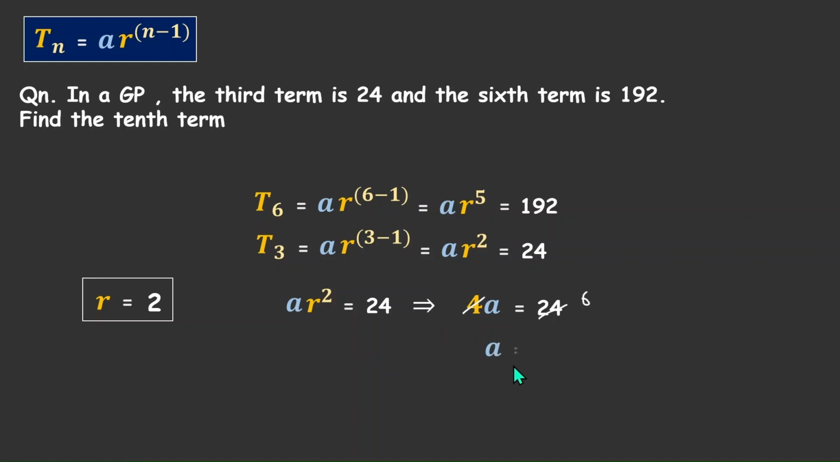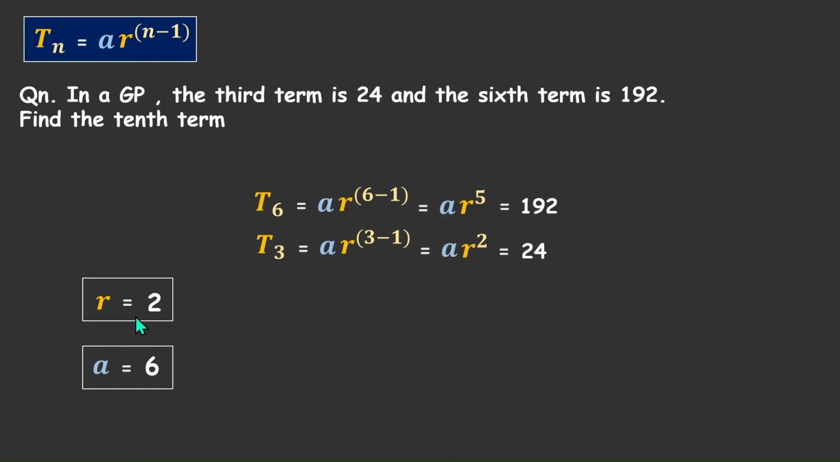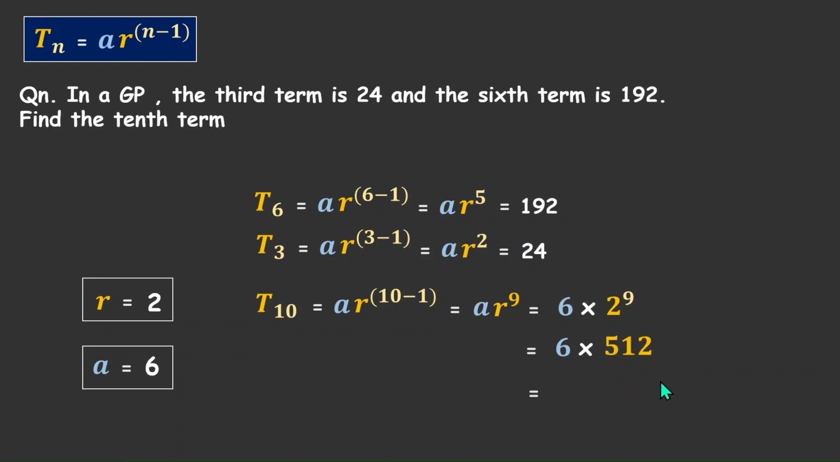So we get the value of both A and R. A is equal to 6, whereas R, as we found earlier, was 2. So our 10th term, T10, is equal to A into R raised to 10 minus 1, because n minus 1 is the formula. That becomes A into R raised to power 9. We know the value of A is 6. So we have 6 into 2 to the power 9. 2 to the power 9 is 512. So that's 6 into 512, and that becomes 3072. And that is the 10th term of this geometric progression.